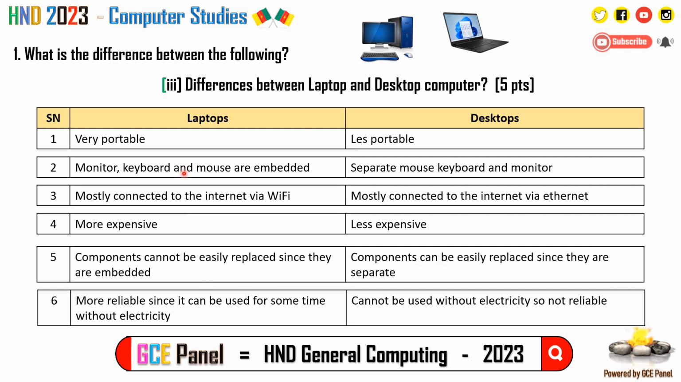Lastly, laptops are more reliable since they can be used for some time without electricity, while desktops cannot be used without electricity and so are not as reliable as laptops. So this is question 1 for section C, sub 3. Now let's move to question 2.